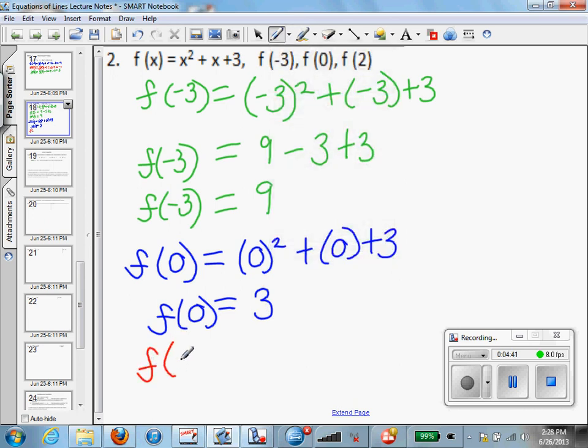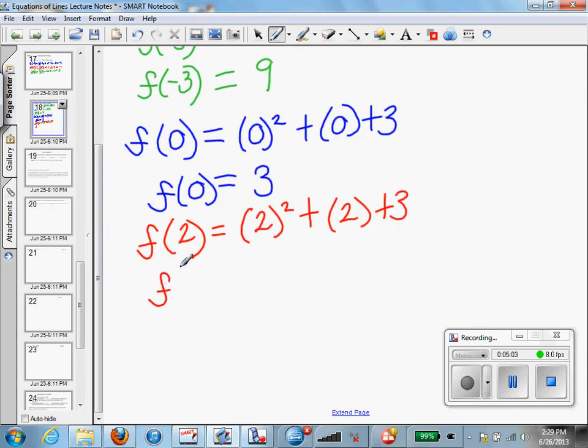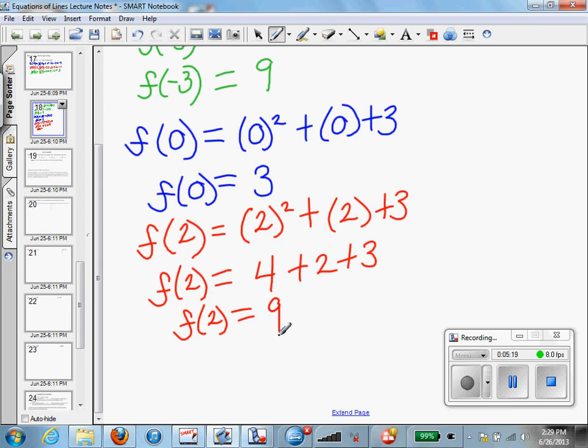And finally, we have f at 2. So everywhere we see an x in the equation, we're going to replace it with a 2. Notice that we replace the x squared with 2 squared, and the x with, not an x, but a 2 as well. And we're adding 3. So f of 2 squared is 4, plus 2 plus 3. So 4 plus 2 is 6, plus 3 is 9.